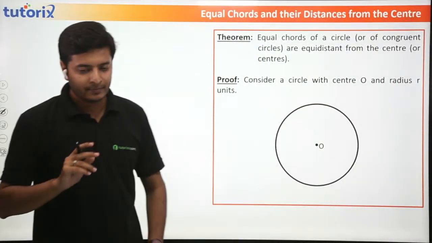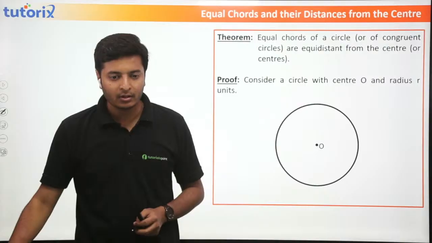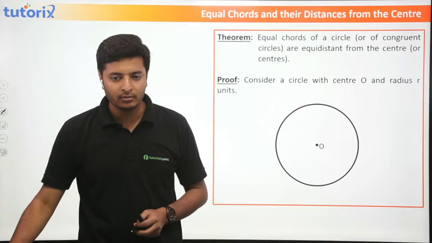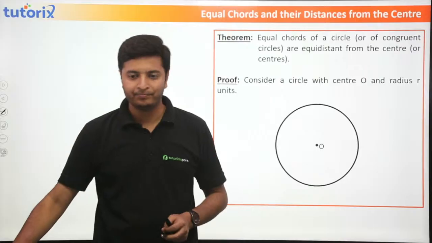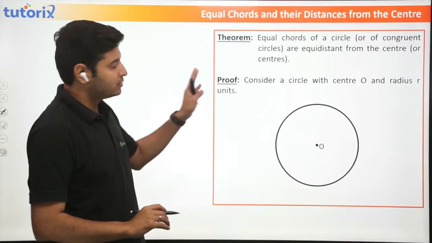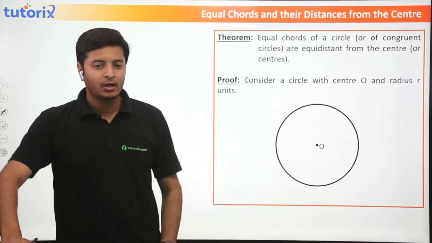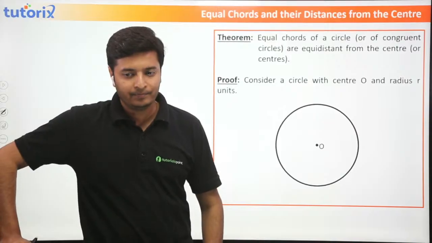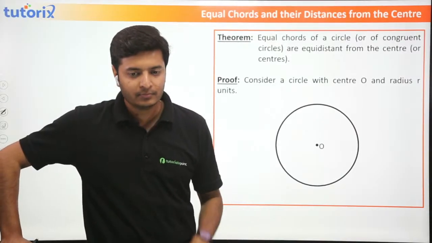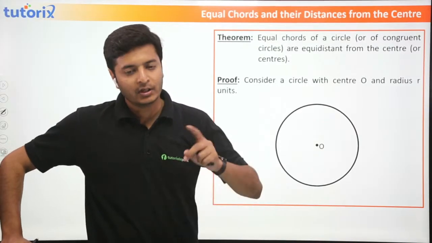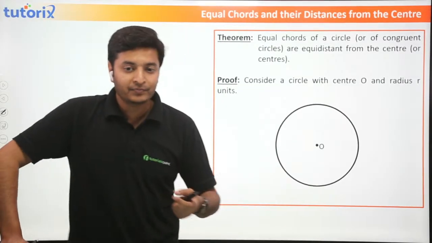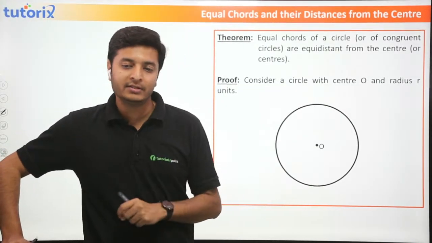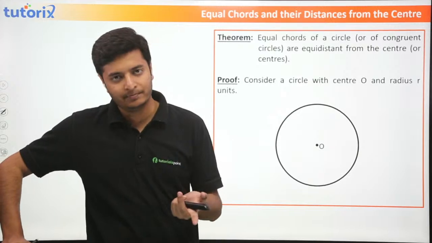Now, I think this theorem is very important because of this statement. What is given to us? Equal chords of a circle. Equal chord means they are equal in length. Equal chords of a circle or of congruent circles are equidistant from the center or centers.